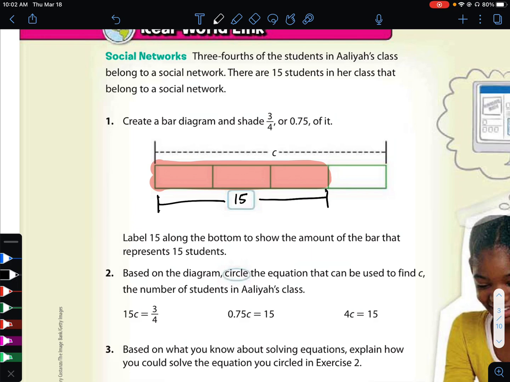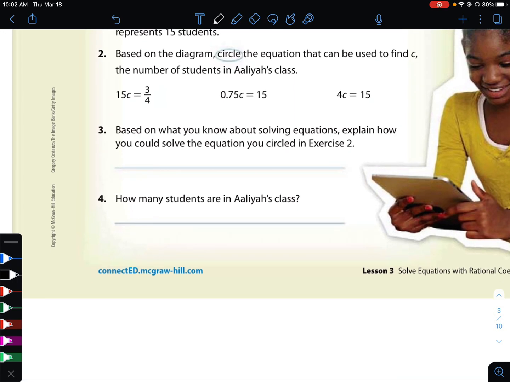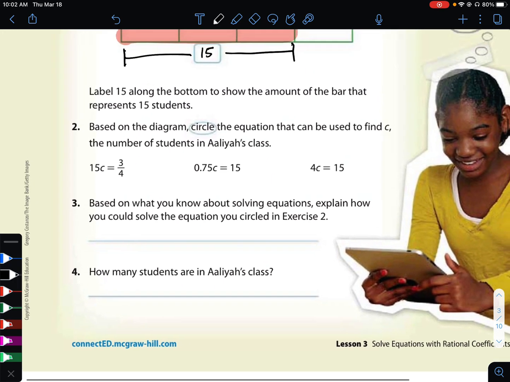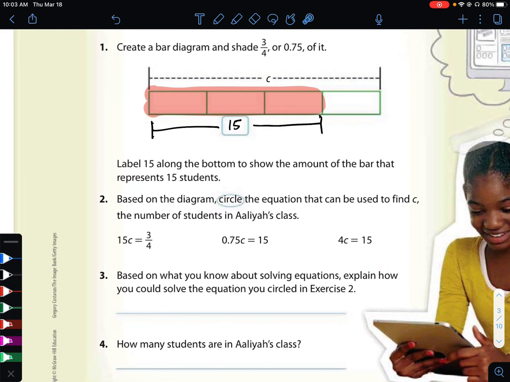Based on the diagram, circle the equation that can be used to find C, the number of students in Aliyah's class. Since we know that 3/4 or 0.75 of the class belongs to the social network, which is equal to 15, the most correct answer would be this one, because 0.75C is telling us that 75% of the class is equal to 15.